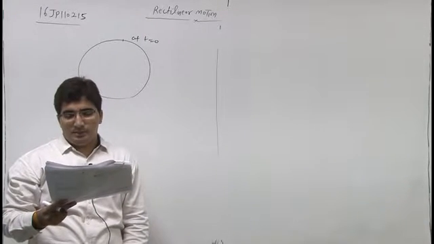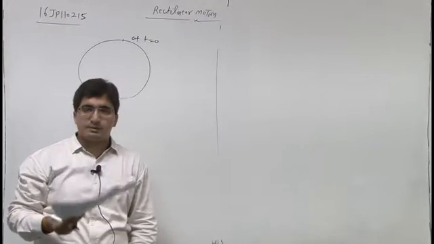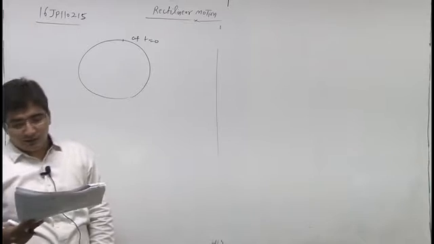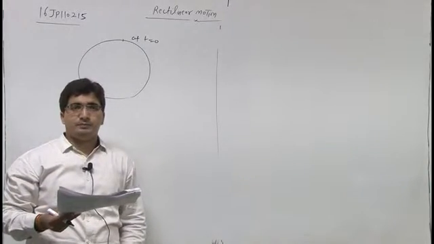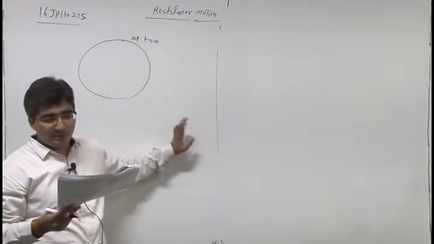A is wrong. B, speed at t equal to 0 may be 0. Yes, may be 0. हो सकता है 0 हो सकता है 0 ना हो, क्योंकि it is possible that particle may move with constant speed. Acceleration 0 हो जाएगा. B option is correct.